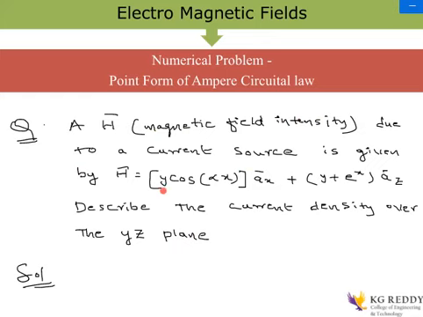It is given by H bar equals y cos alpha x in the unit vector Ax plus y plus e to the power of x in Az. Here you need to describe the current density over the yz plane.